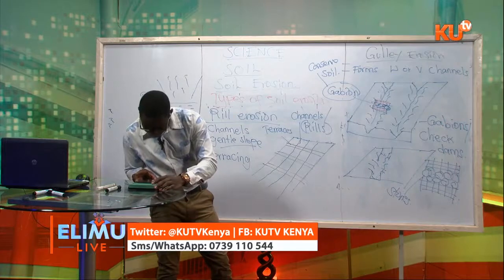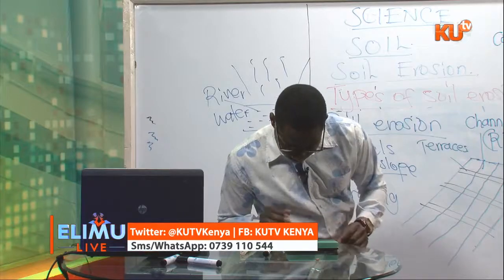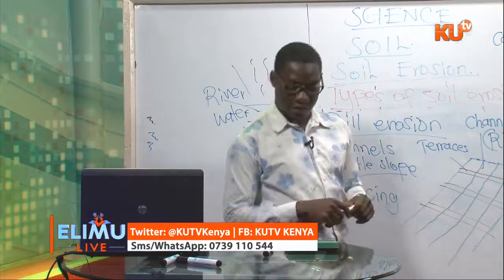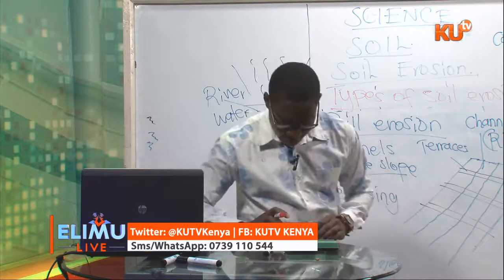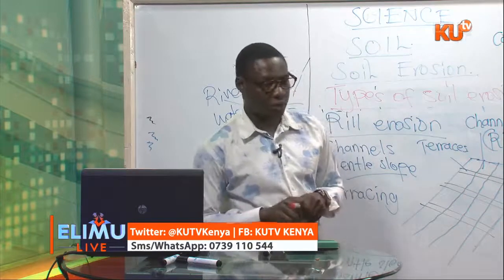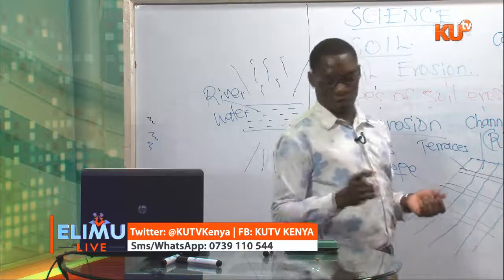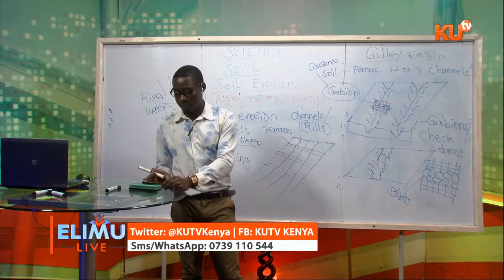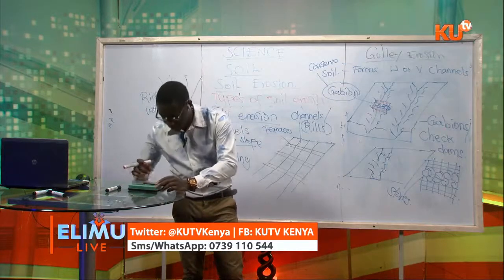I have a few questions. Someone called Frederick from Magadi asks: which is the main agent of soil erosion? The main agents of soil erosion, as I was discussing, are water and wind. Those are the main agents.